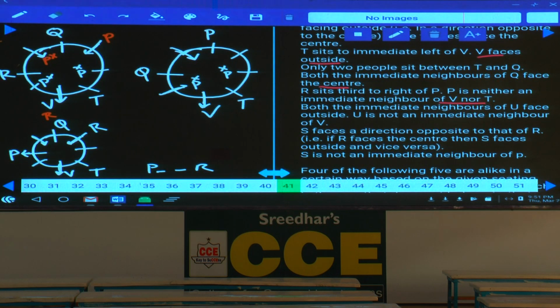If P is here, 1, 2, 3, then P must be towards the center, R will be here. R sits out to the right of P, isn't it? That is the first possibility. Then what is the second possibility?